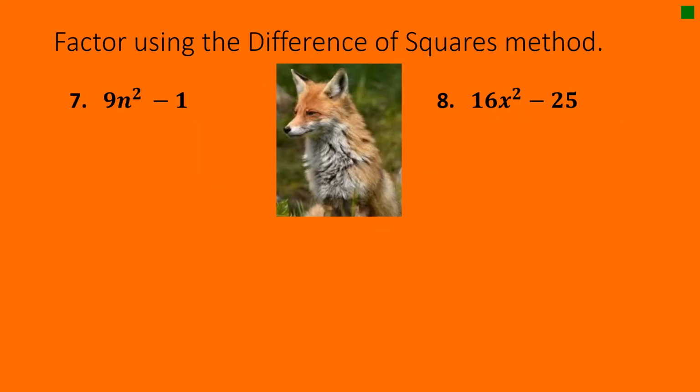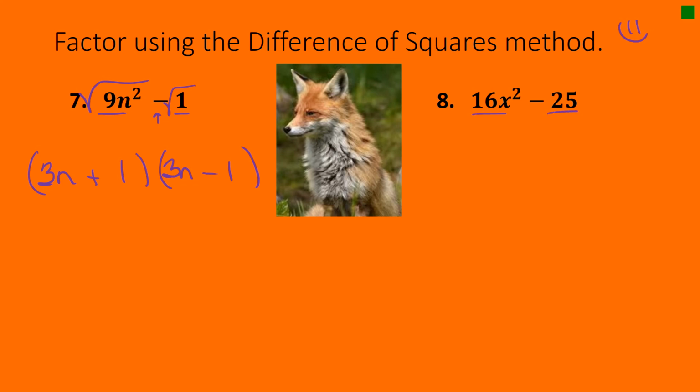All right, factor using the difference of squares. This is my personal favorite method. Perfect square, minus. Don't forget to check for that. We go plus, minus. What is the square root of 9n squared? What did I square to get that? 3n. That's my leading term in both binomials. What's the square root of 1? 1. Bada bing, bada boom.